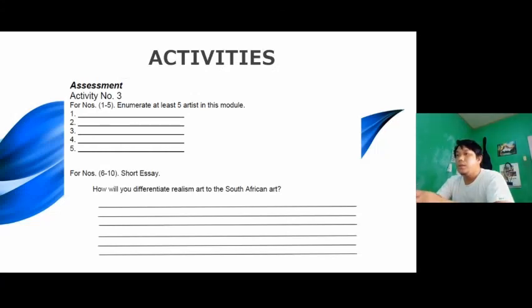Number 3 activity, okay, assessment. I think this is the last. Okay, enumerate at least 5 artists in this module, so very easy. Then for number 6 to 10, short essay. How will you differentiate realism art to a South African art? Okay, so ano nga ba yung pagkakaiba ng South African art sa realism art?